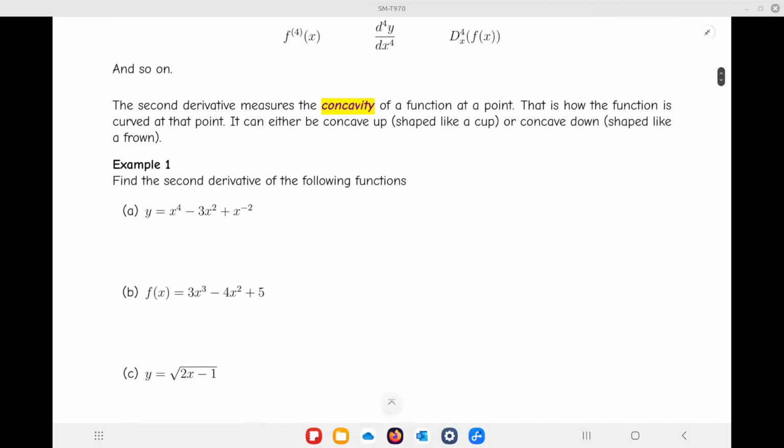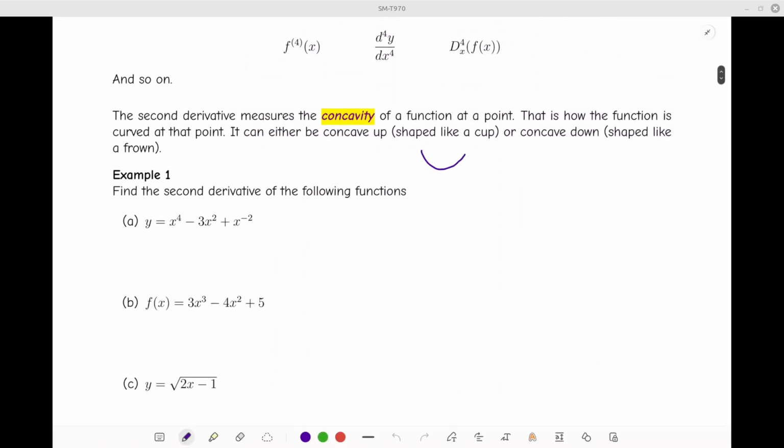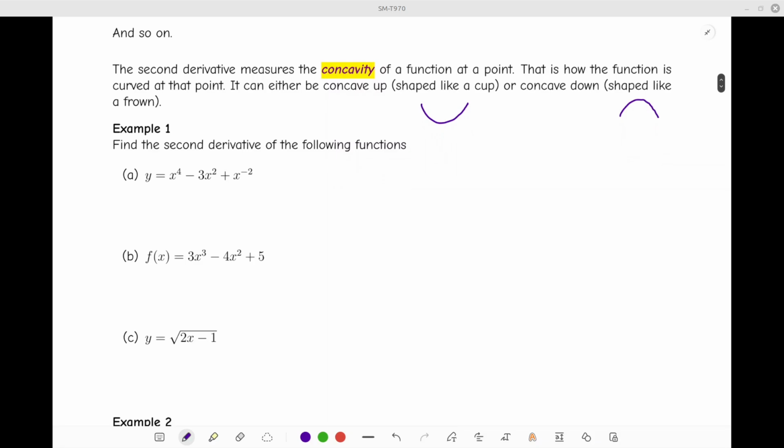Just like how the first derivative measures the slope of the tangent line at a point, the second derivative measures the concavity of a function at a point. That is, how is the function curved at that point? It can either be concave up, shaped like a cup, so it'll be curved like this, or concave down, shaped like a frown, so it'll be curved like this. Now, it doesn't have to be as extreme as what I just drew, but it will have some upward curvature or some downward curvature.